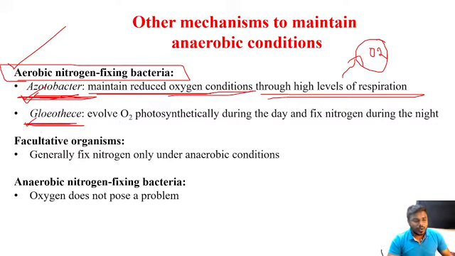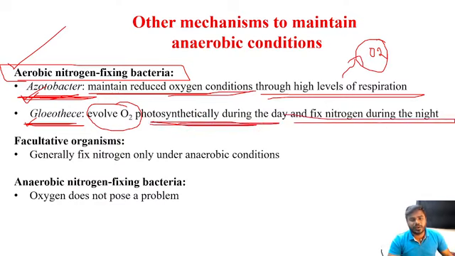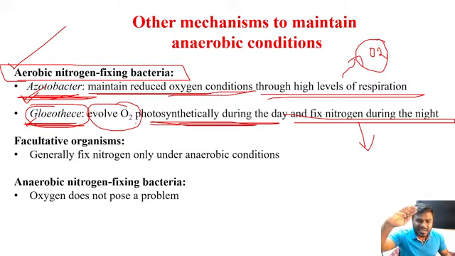Next one, Gliotheciae. Don't confuse, friends. What will the Gliotheciae do? It evolves oxygen photosynthetically during the day and fixes the nitrogen during the night. Because during the night, inside the Gliotheciae bacteria, oxygen is not present. Whatever oxygen is present, it will be used all the time during the daytime. In the night time, in the Gliotheciae bacteria body, oxygen levels are extremely low. As a result, what happens? Gliotheciae can fix the nitrogen only during the night time. Do not confuse with that.